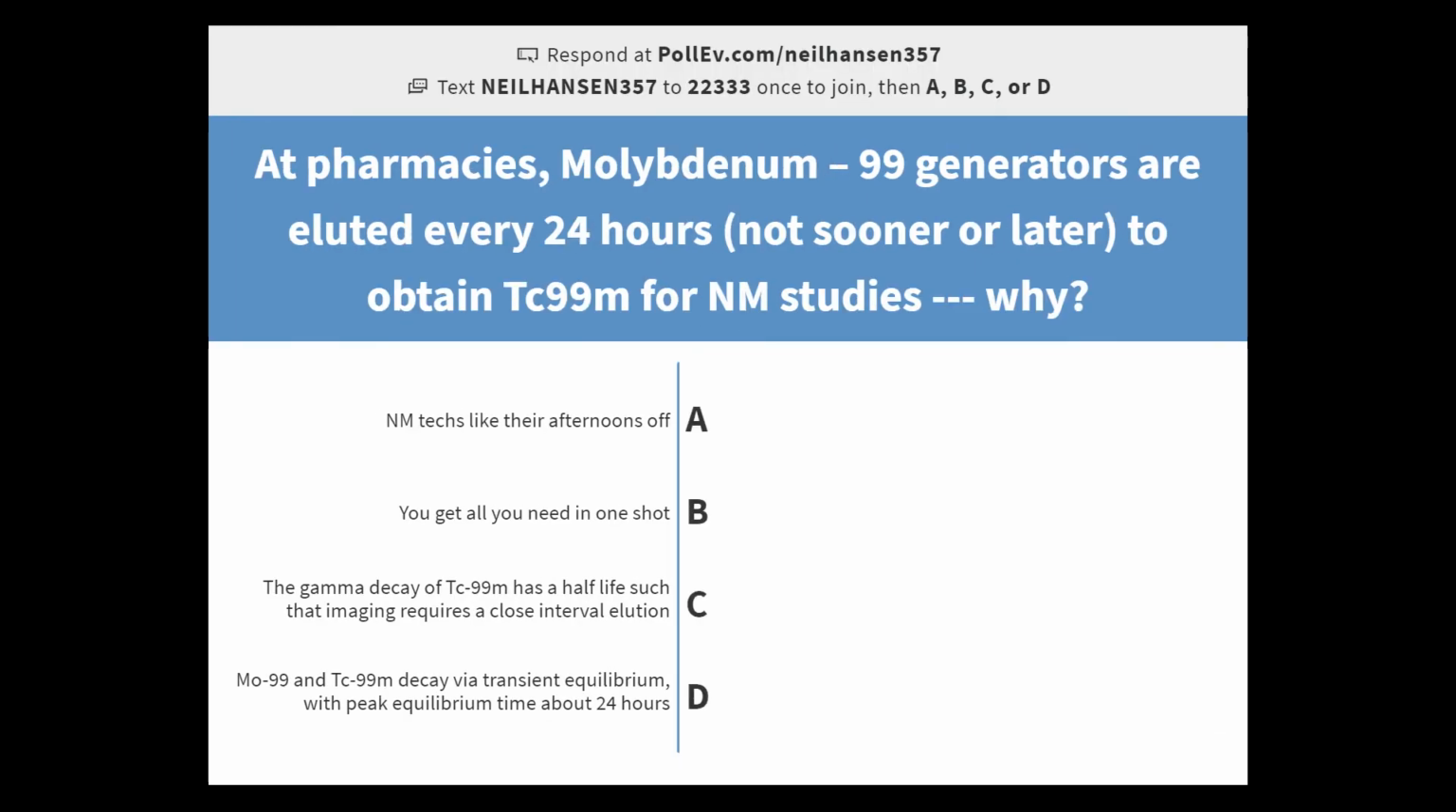All right, at nuclear pharmacies, molybdenum-99 generators are eluted every 24 hours, not sooner and not much later, to obtain technetium-99M for nuclear medicine studies. Why is that? Feel free to pause now to take time to think. Contrary to popular belief, nuclear medicine technologists do not take their afternoons off.